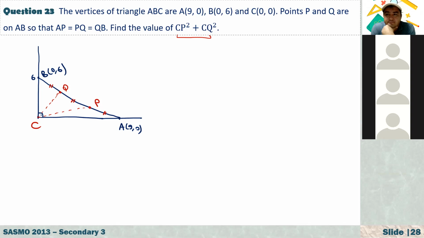I got 64, but I think it's wrong. 64. Yeah. How did you get it? I think CQ is 6 and CP is 6. That's why I squared them and then added. You mean the length of CQ is 6? Yes, I think. How do you know that?